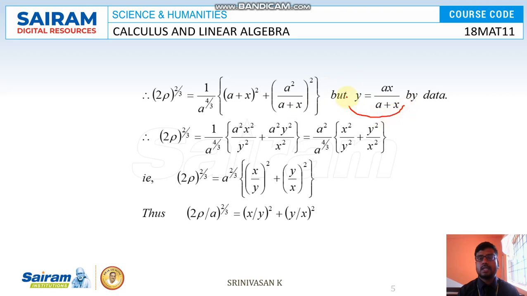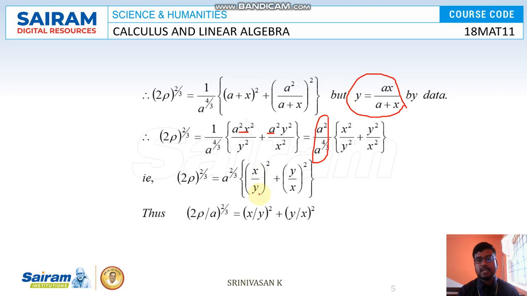But given the data y equal to ax divided by a plus x, so 1 divided by a power 4 by 3, that is a square x square divided by y square plus a square y square divided by x square. Yeah. So that is equal to a square divided by a power 4 by 3, taking a square outside, that is x square divided by y square plus y square divided by x square. So 2 rho power 2 by 3 equal to, simplifying this, we will get a power 2 by 3.